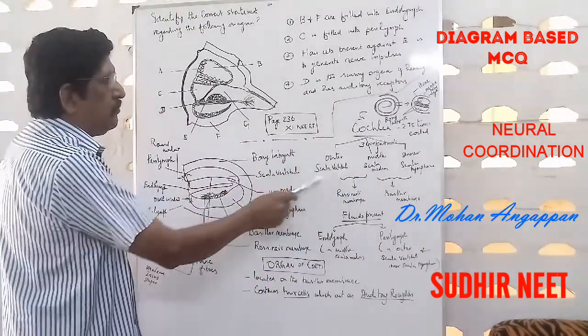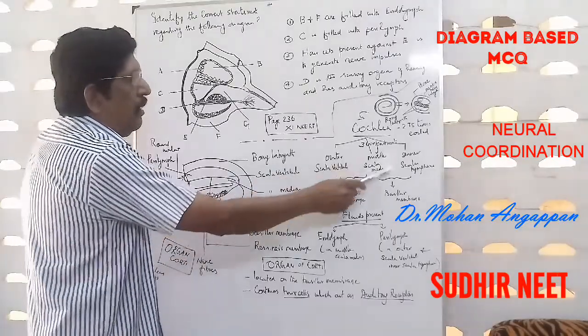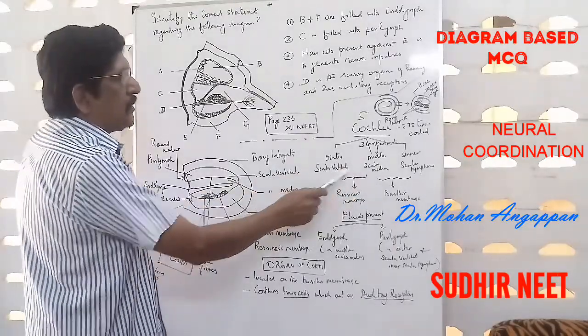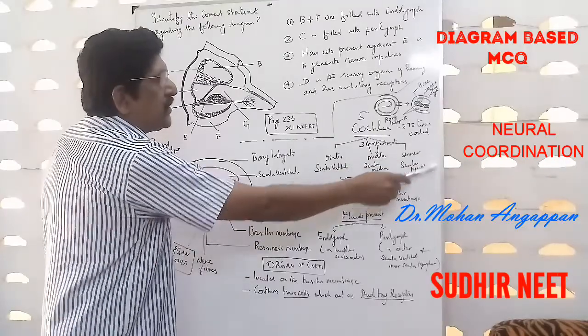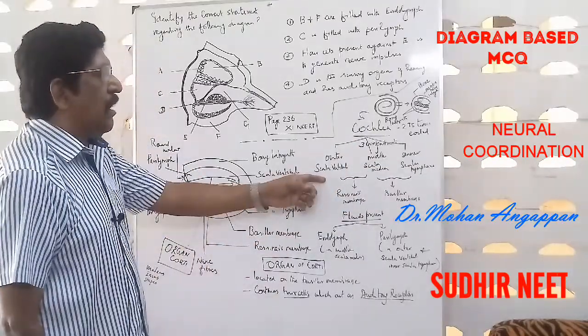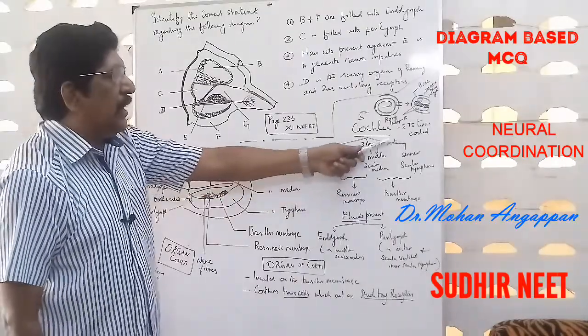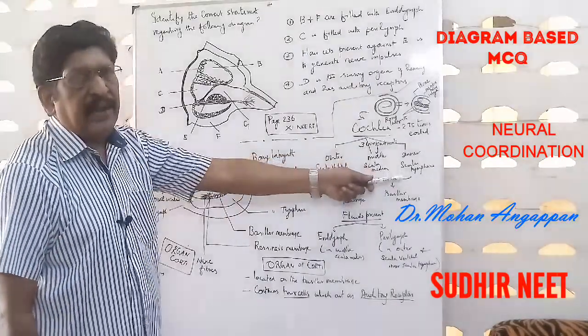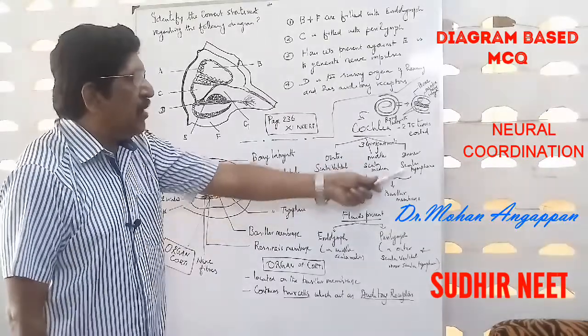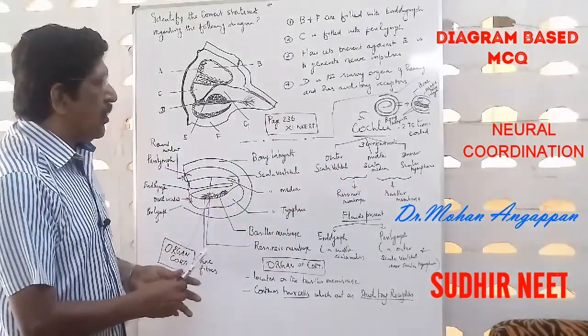Outer scala vestibuli, middle scala media and inner scala tympani. Outer scala vestibuli, middle scala media and inner scala tympani. So these are the three compartments you can see in the cochlea.